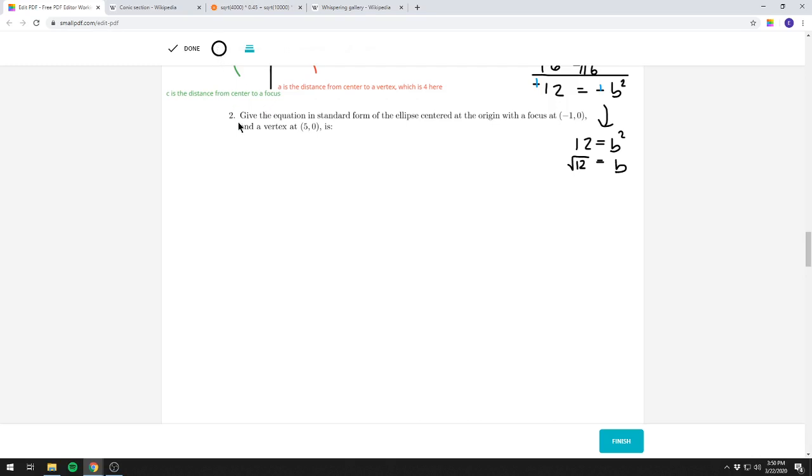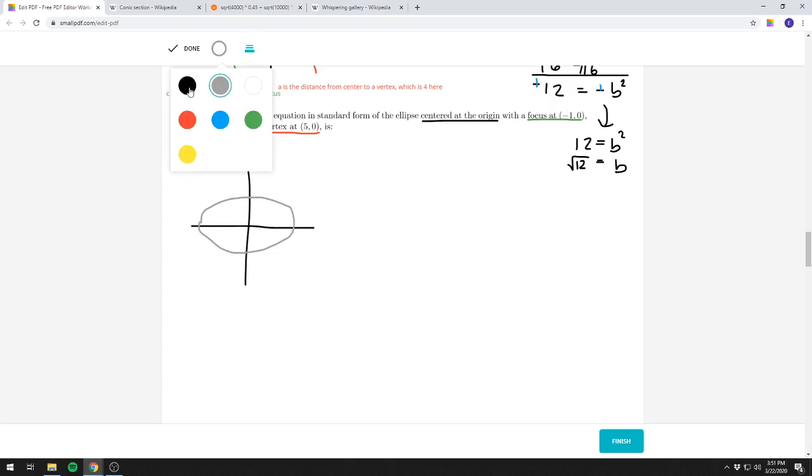Okay, so we want to do the same thing. We want to give the equation in standard form of the ellipse centered at the origin with a focus at -1, 0 and a vertex at 5, 0. And then our center is at the origin. So if you do want, then just sketch out a picture like last time. It doesn't need to be super specific. Just draw an ellipse as best as you can and label as much as you want.